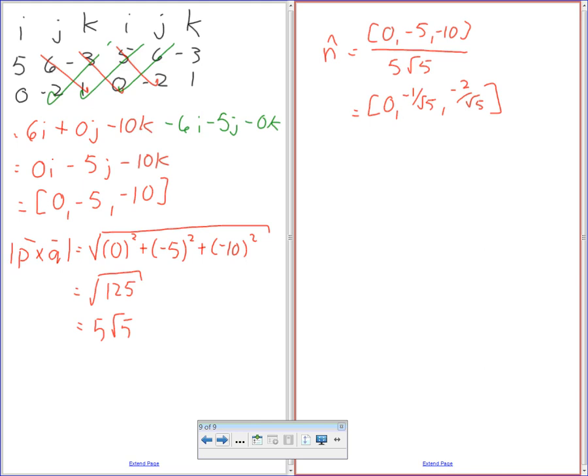Okay, so as a check, if you really wanted to, if you were to find the magnitude of that, it would actually equal 1. 1 over root 5 squared is just going to be 1/5. Negative 2 over root 5 squared is going to be 4/5. So add that together, 1/5 plus 4/5 is 5/5, which equals 1. Okay, does that sort of make sense how to find n hat?